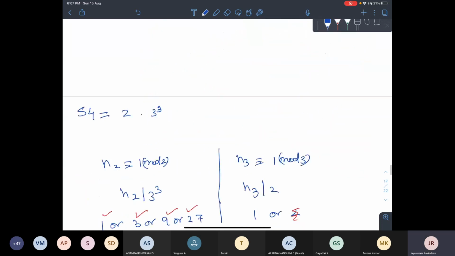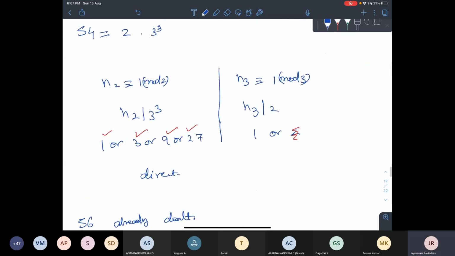Okay, one more question, and then we will finish this simple-group topic. Okay, one more question: 54. 54 can be written as 2 into 3 square, and it does not fit into the general type. What general type? PQ type, PQ like that.